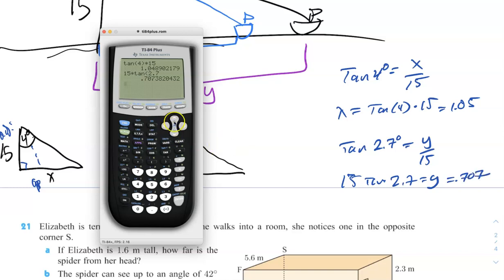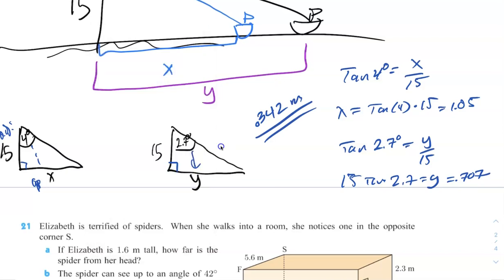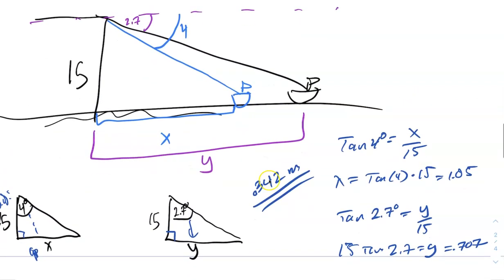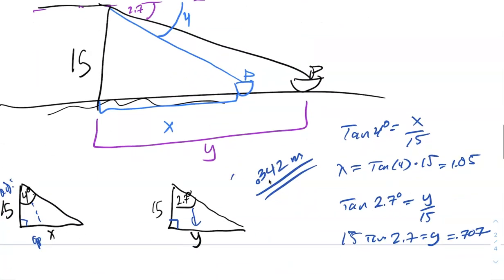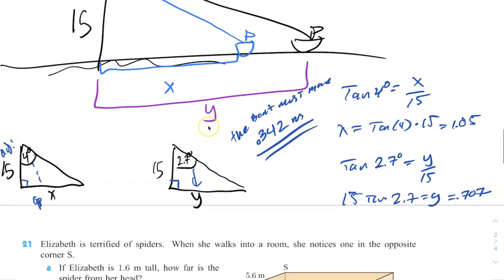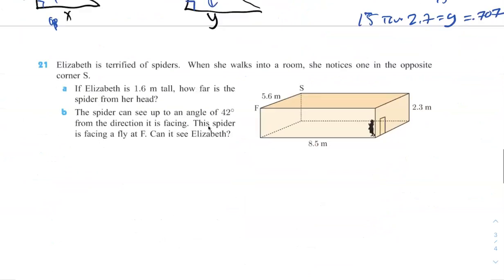Let's subtract these. So how many meters does the boat move to get the difference? And there we go, about 0.342 meters. Let's move a little bit to get to that angle. So about that many meters. And it's an application problem, so say the ship, the boat, must move 3.42 meters to get the angle of pressure to be 4 degrees. Okay, last one.